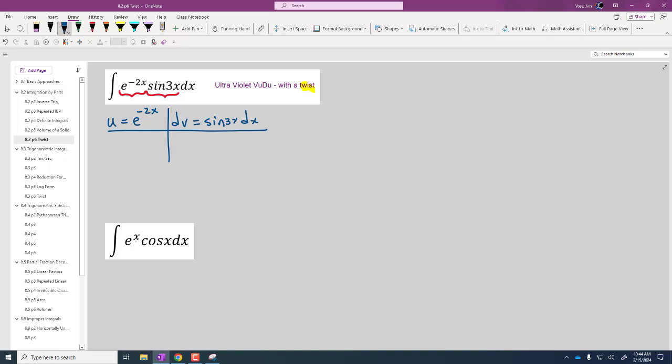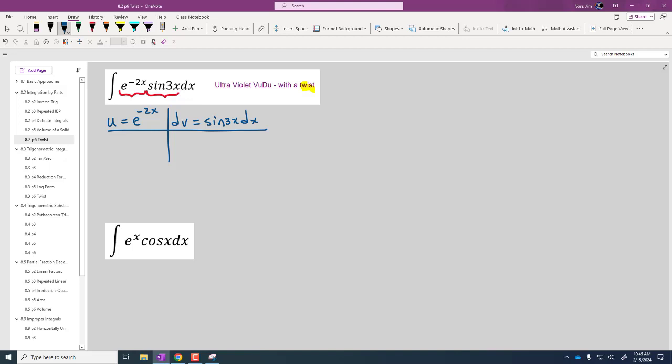Are we going to know that it's with the twist in the exams? I can't remember if I said with a twist. I might have given you that hint. Well, you can look at the previous test and know for sure. It's always with an e and a sine, or an e and a cosine. If it's two cyclic functions, it's going to be a twist. And by cyclic, we mean the derivatives are repeating.